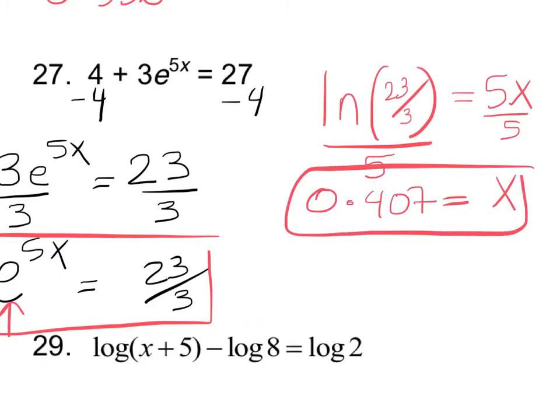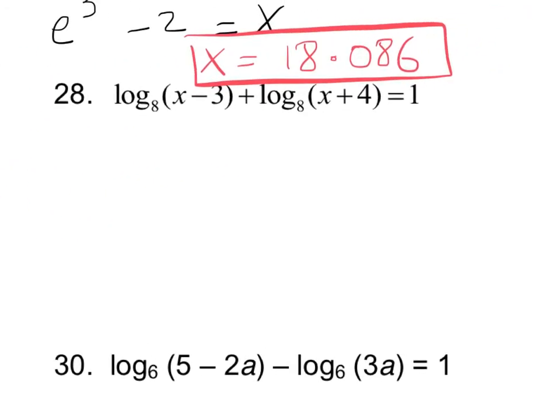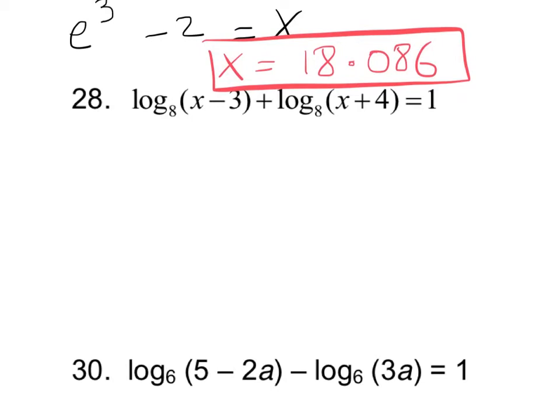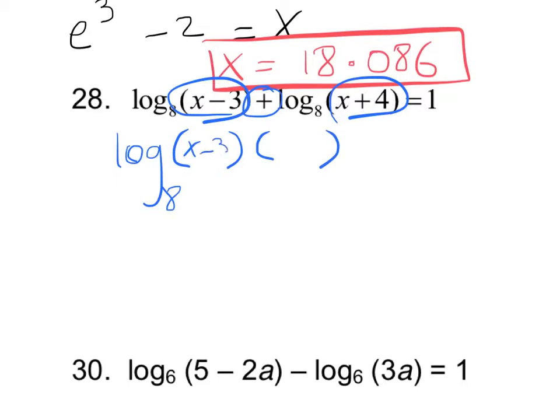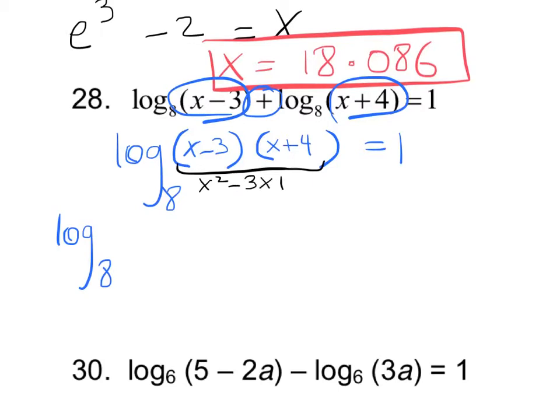Now let's move on to 28. You see that this is, again, in addition, so you need to multiply those. So you rewrite it as log base 8 of x minus 3 and x plus 4 is equal to 1. Now you have to multiply x minus 3 and x plus 4. So I'm going to write it down. So it's x squared minus 3x plus 4x minus 12. Those can be added to give you plus x minus 12.